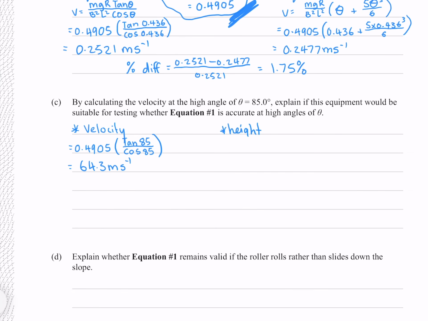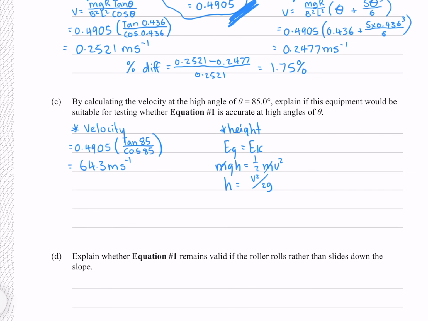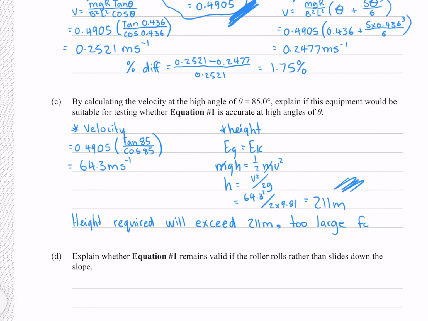Let's now find the height. We can do this by assuming that our gravitational potential energy is equal to our kinetic energy, where Eg is mgh, and Ek is half mv squared. We can divide both sides by mass to cancel that out, and solve for h by dividing both sides by g. Putting our numbers in gives me 211 meters to 3 significant figures, and so the height required will exceed 211 meters, which is too large for the equipment.